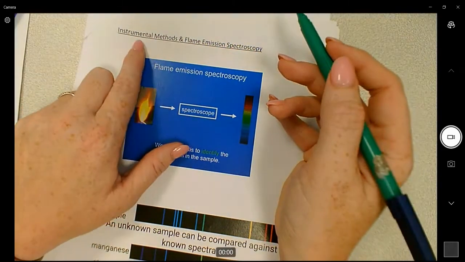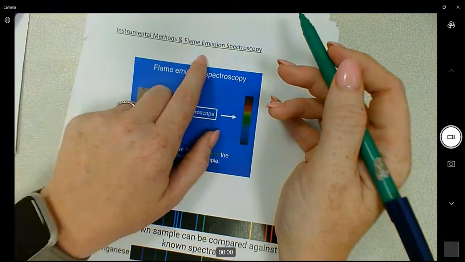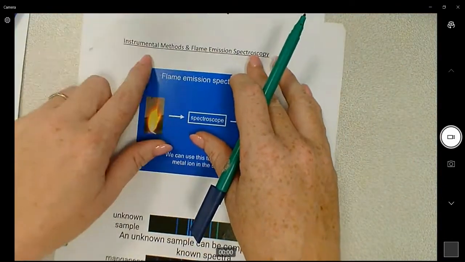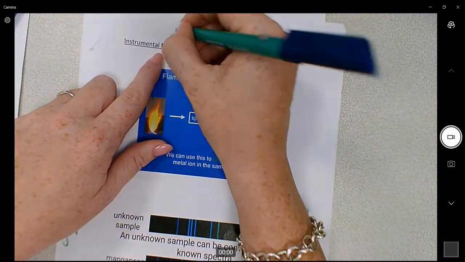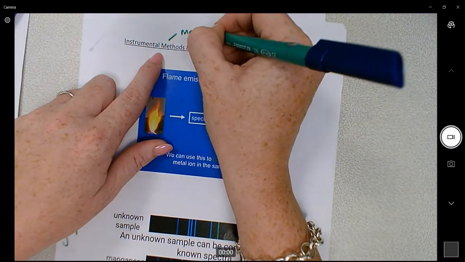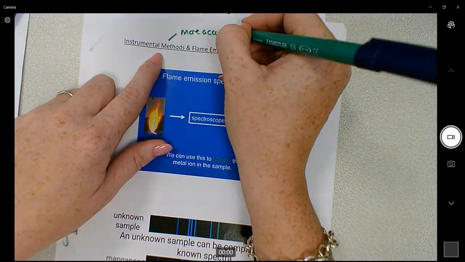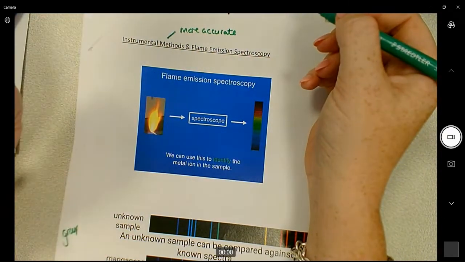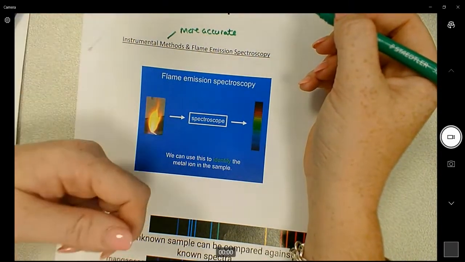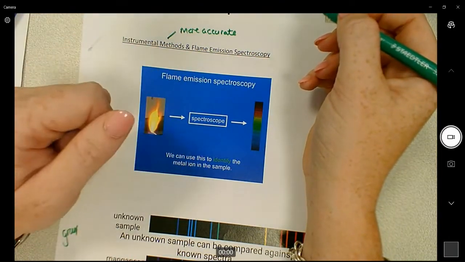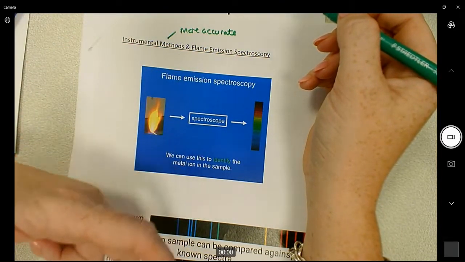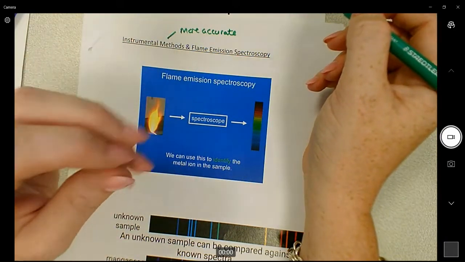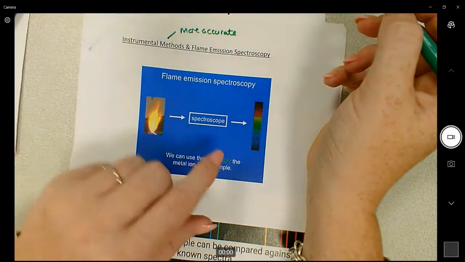So we're going to look at what's called instrumental methods, and then we're going to look at flame emission spectroscopy. So our instrumental methods are essentially what we call more accurate techniques. If we just looked at our flame test, for example, we're using a wire loop, adding it to powder and then placing it into a flame. That's not very accurate because we're looking at colour observations, so we're looking at qualitative data. So it could be open to interpretation.